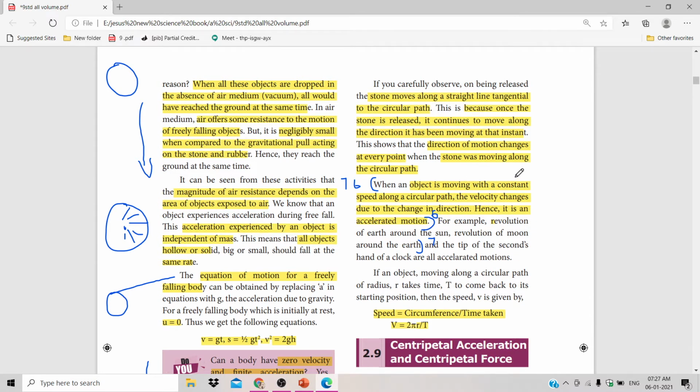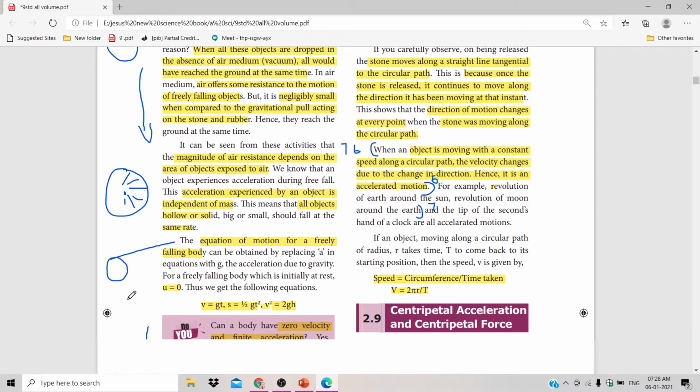When an object is moving with constant speed along a circular path, the velocity changes due to the change in direction. Hence, it is called accelerated motion. We know the formula for acceleration is change in velocity divided by time, isn't it? So accelerated motion is when we move a thing with constant speed in a circular direction, the velocity, that is the direction, must change. That is called accelerated motion.